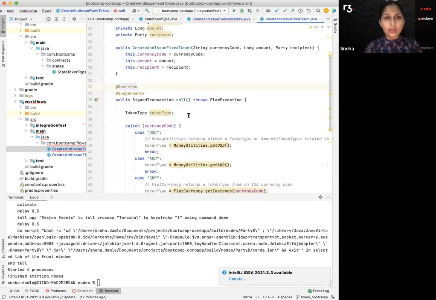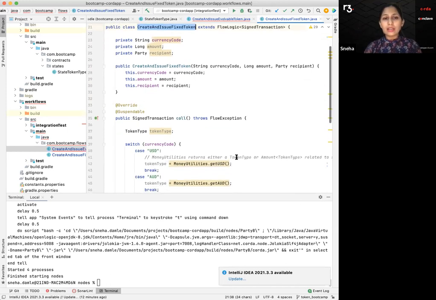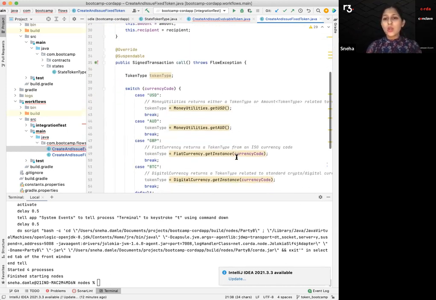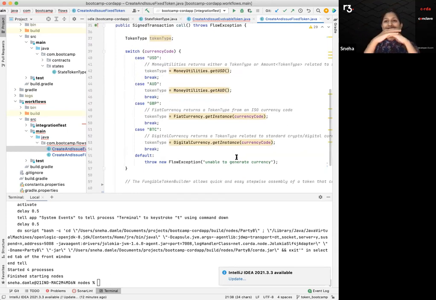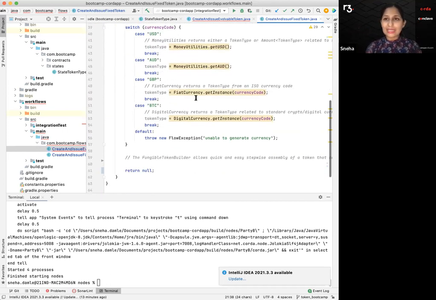So let's move on to the next part, which is the create and issue fixed token type. Over here, let's see how we can issue a fungible token on a fixed underlying token type. Let's take currency as our underlying asset. There are three utility classes which you can use, which let you define and create these base currency classes. So let's get an instance of currency token type, and let's create a fungible token based off it.